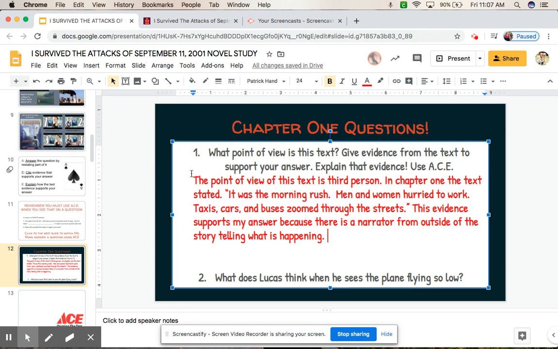So I used ACE because I restated the question and I answered it. I used evidence from the text. I cited evidence, and then I explained that evidence. So each time you see use ACE, you want to make sure that you're answering with all 3 parts, and we're going to be double checking that. So make sure you do it.